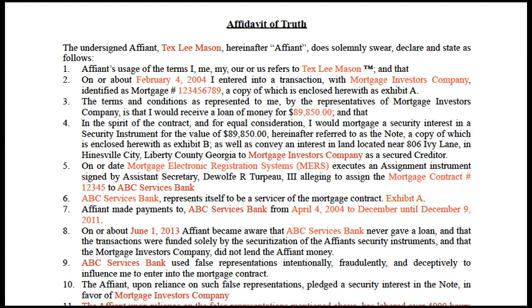The undersigned affiant, Tex Lee Masson, hereinafter affiant, does solemnly swear, declare, and state as follows. The affiant's usage of the terms I, me, my, or us refers to the Tex Lee Masson, and I put trademark here. You could put trust, estate, or whatever.